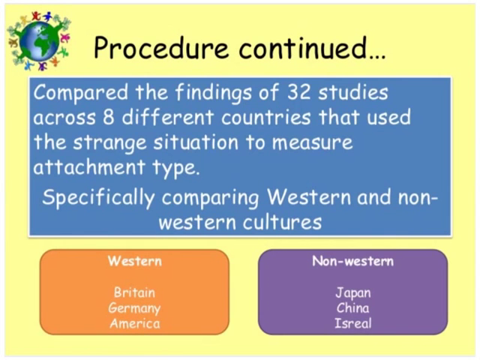Okay, so the procedure was they were comparing the 32 studies across 8 different countries that use the strange situation to measure attachment type. They had about 1,990 children that they were taking this meta-analysis from. And what they were looking for was mainly the difference between Western cultures and non-Western cultures. So you can see the Western is Britain, Germany, America, and the non-Western, Japan, China, and Israel.